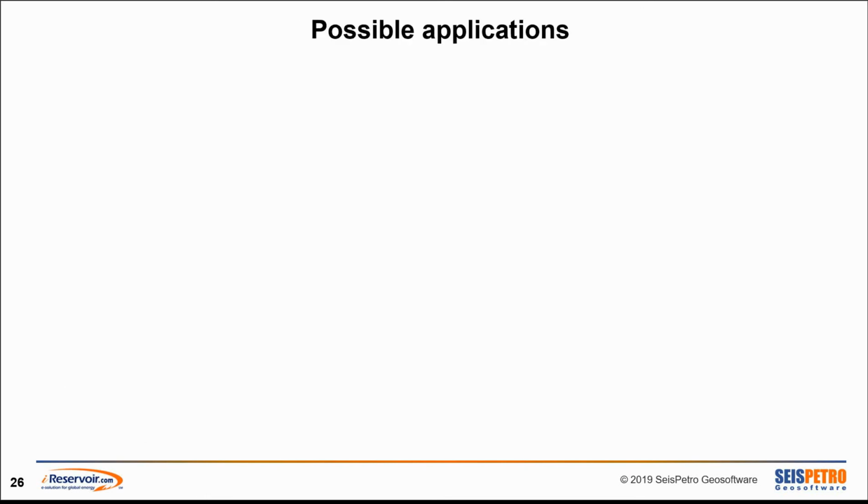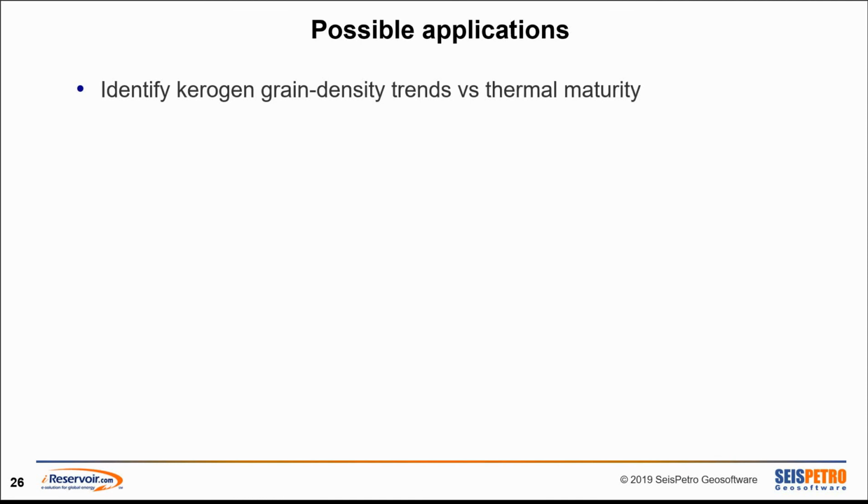Now that we have discussed the details of the implementation of multimineral analysis using genetic algorithm, let's discuss some possible applications. Besides the usual applications of multimineral analysis to estimate the composition of the rocks, the use of the genetic algorithm to estimate the constants of the minerals and fractions can be used for other purposes. In this presentation, we will give an example of how to use the algorithm to identify kerogen grain density trends. We're going to correlate that with thermal maturity.